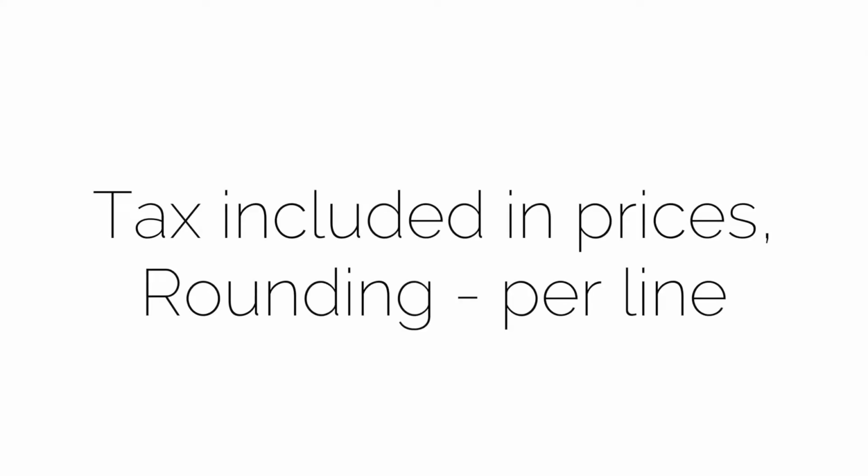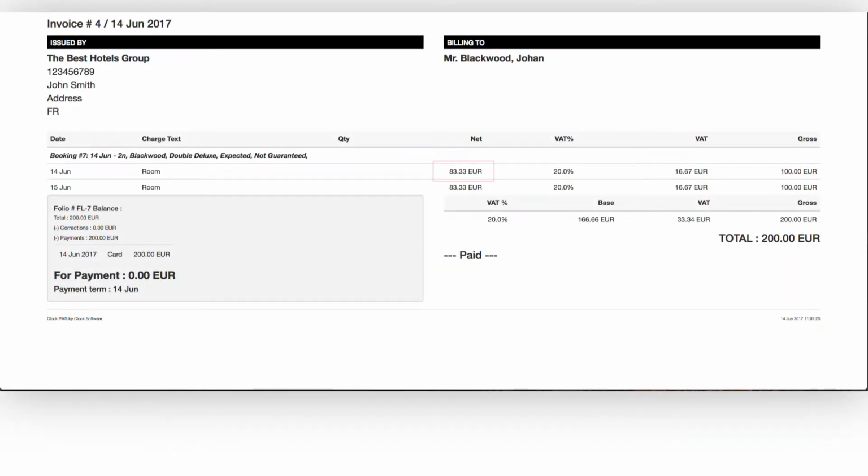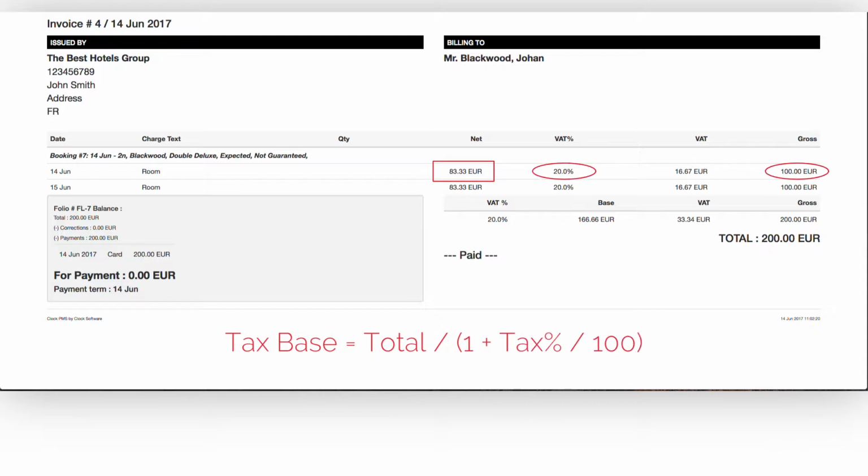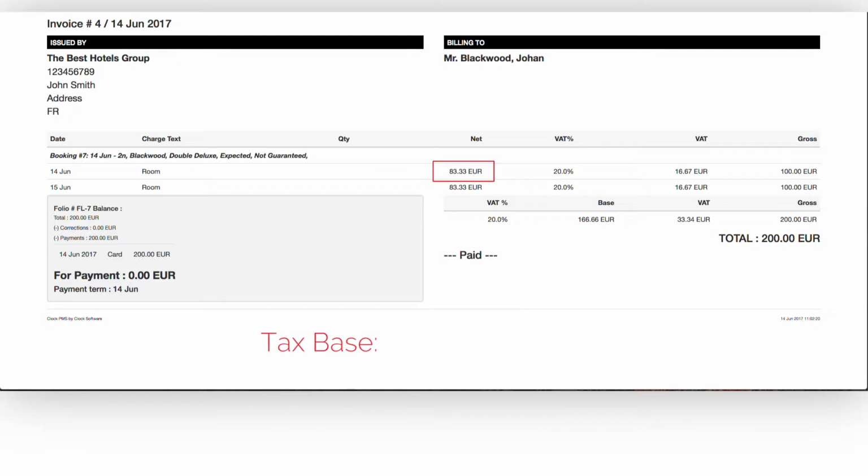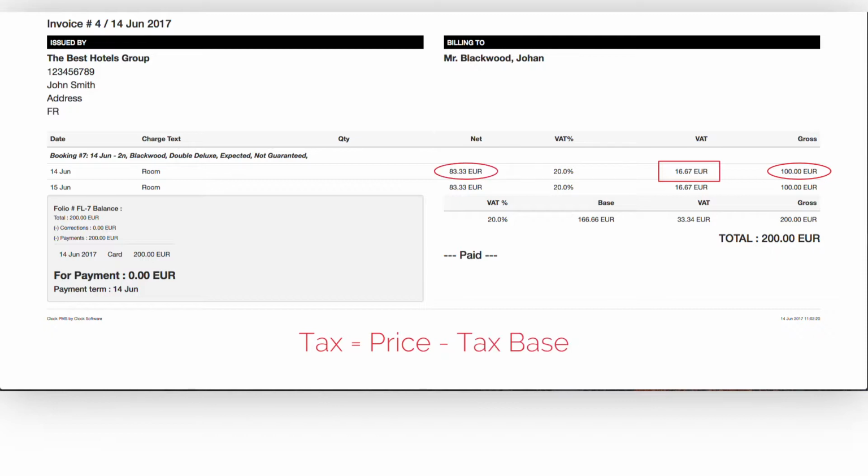Tax included in prices, rounding per line. For each folio line, the tax base is calculated as per the following formula. The total is divided by 1 plus the tax percent divided by 100. The resulting amount is rounded to the smallest monetary unit. Example for 20% tax and final price of €100: 100 is divided by 1.2 and the rounded amount is equal to 83.33. For each folio line, the tax is calculated as price minus tax base equals tax. Example for 20% tax, 100 minus 83.33 equals 16.67.